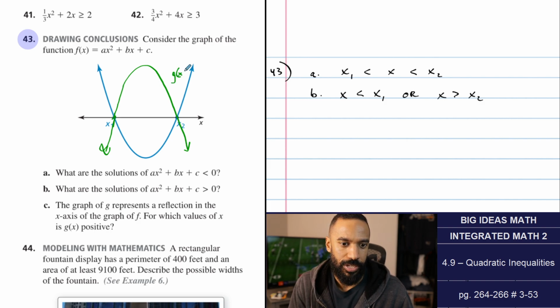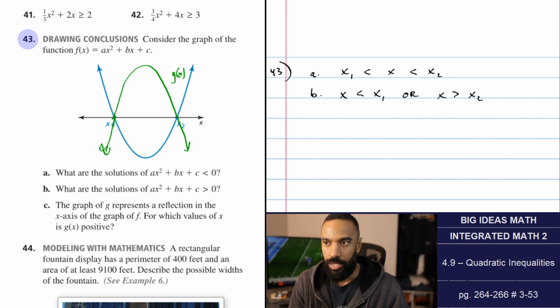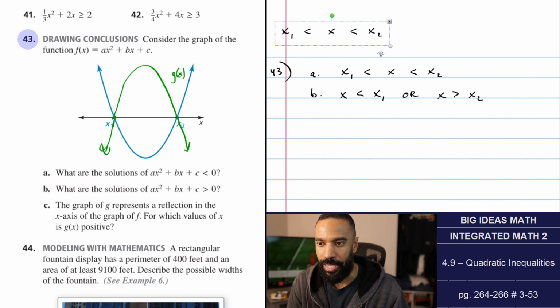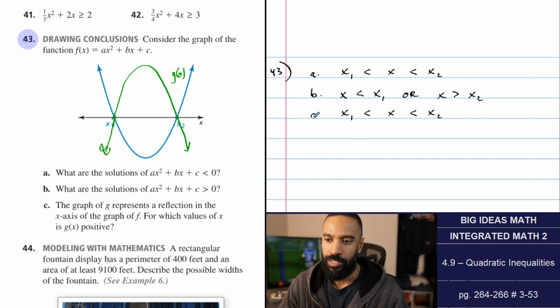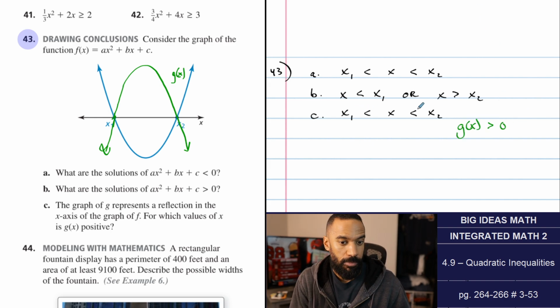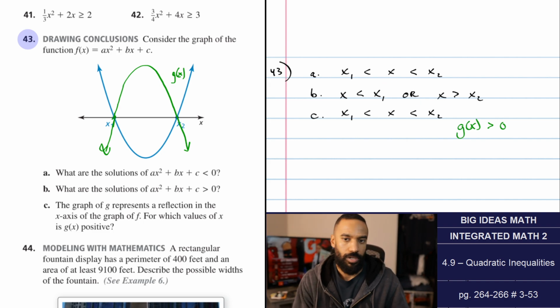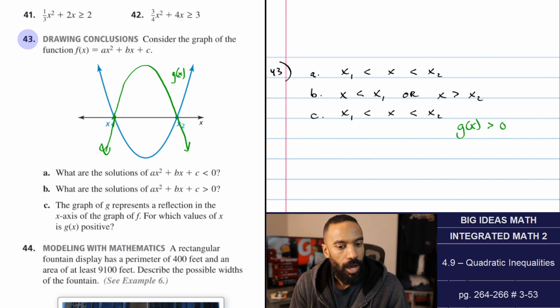So now it's positive in between, just like A. I can copy and paste this, and part C, this is where g of x is greater than 0. That's when they're positive, once again, in between, as it's a reflection. All right, interesting question.